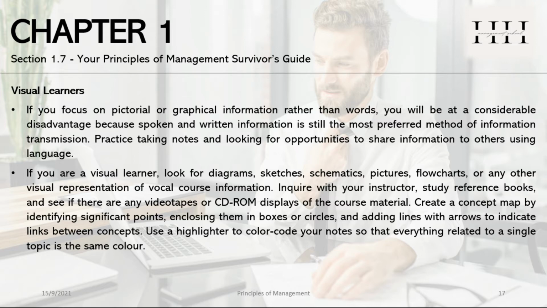If you are a visual learner, look for diagrams, sketches, schematics, pictures, flowcharts, or any other visual representation of course information. Inquire with your instructor, study reference books, and see if there are any videotapes or CD-ROM displays of the course material. Create a concept map by identifying significant points, enclosing them in boxes or circles, and adding lines with arrows to indicate links between concepts. Use a highlighter to color code your notes so that everything related to a single topic is the same color.